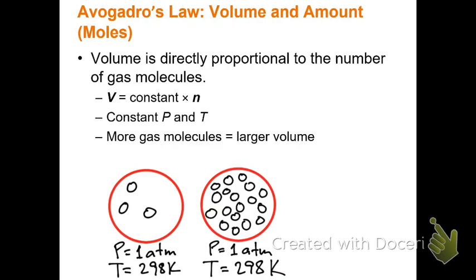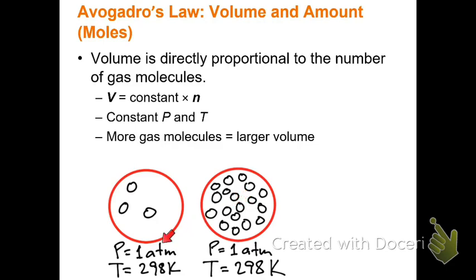So, according to what you learned regarding volume and pressure, you can see that the pressure in this second container would be a lot higher compared to the pressure in the first container, right? Because you have a lot of gas molecules here that are colliding with each other, colliding with the container walls, causing a rise in pressure.